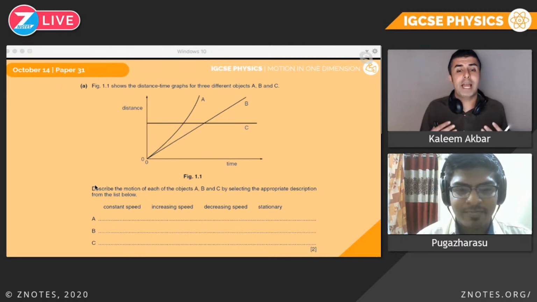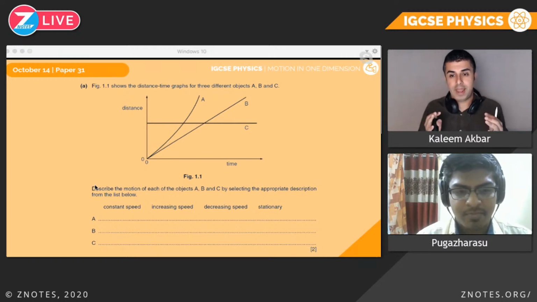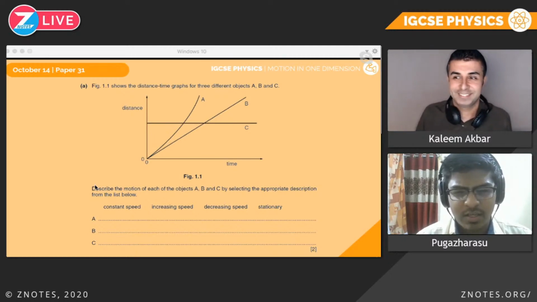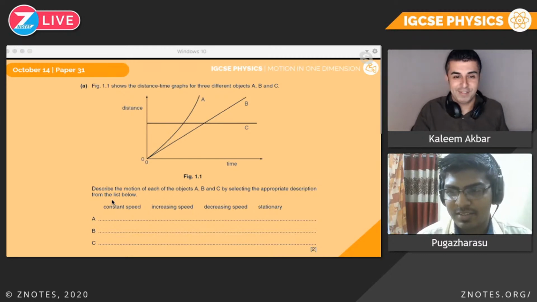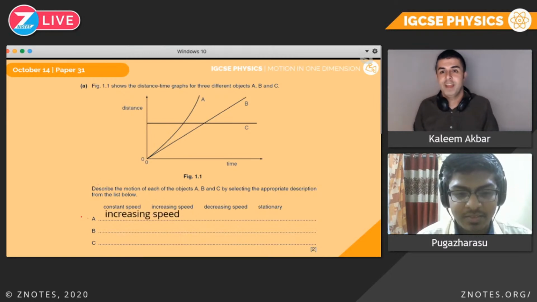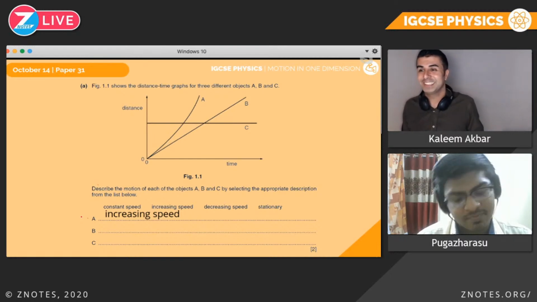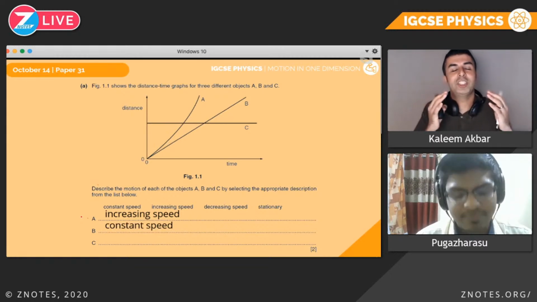So guys, I hope you can see that A cannot be constant speed. It's definitely not stationary. Pugs, what do you think? Increasing speed. Increasing speed. Okay. It's increasing speed. And if you look at B, again, Pugs, I think you've got a handle on this. Go for it. It's just constant speed. It's constant speed. Why? The gradient is constant.